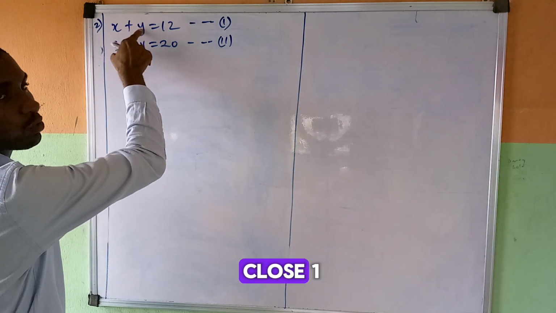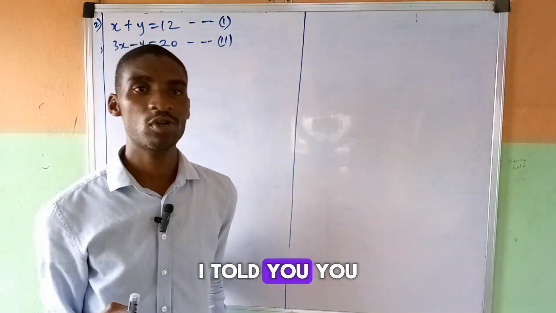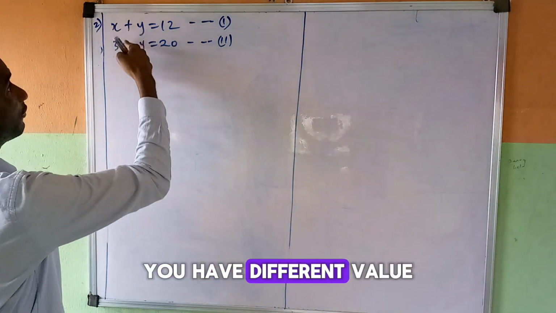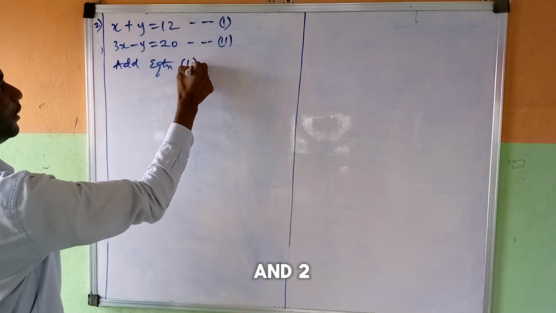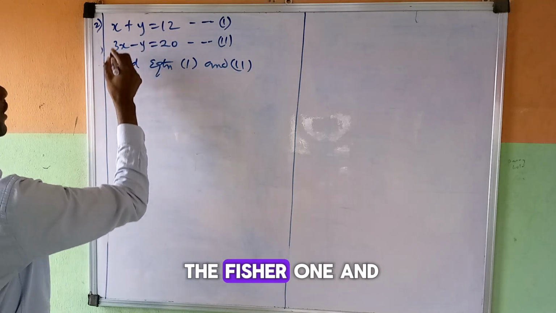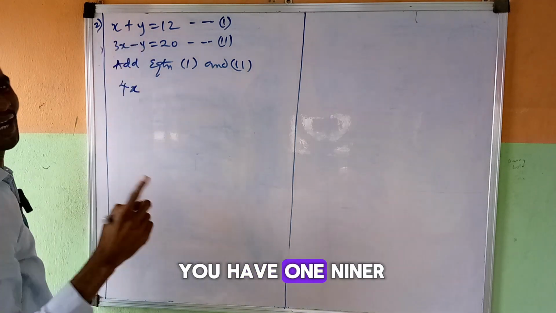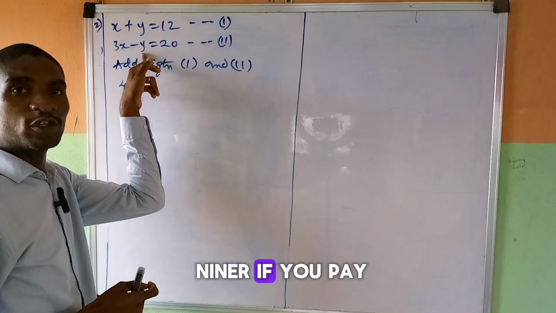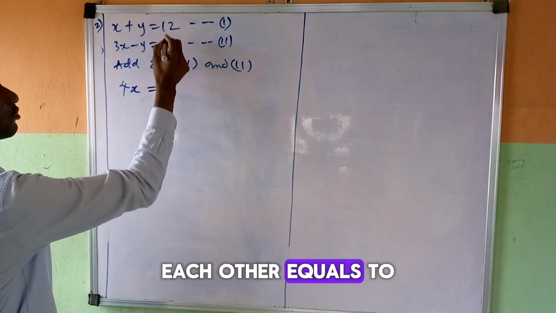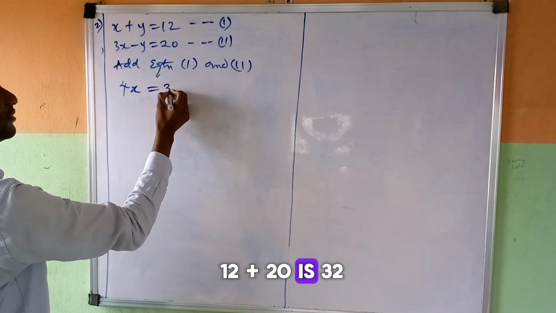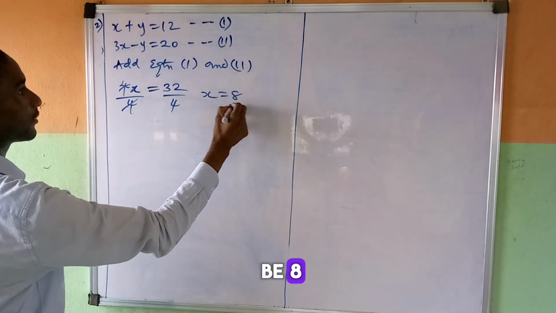You remember this is plus y, this is minus y. They are different. And from the explanation I gave earlier, I told you, you add different values. So you are going to add equation 1 and 2. So when you add equation 1 and 2, x plus 3x gives you 4x. If you add this, you have 1 naira. You are owing 1 naira. If you pay the 1 naira, you have 0 left. So that is 0, cancels out each other, equals to 12 plus 20 is 32. So you divide both sides by 4. So your x is going to be 8.